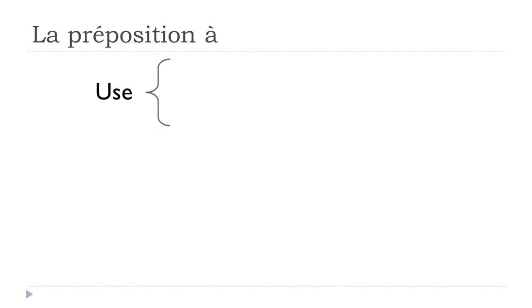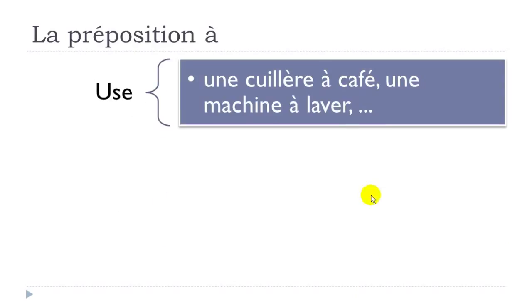And then the use, so for instance, if you want to make a difference, because une cuillère is a spoon. So a coffee spoon will be une cuillère à café, all right? So in that case, we've got to use this preposition à as well, or then une machine à laver, washing machine, so une machine à laver.